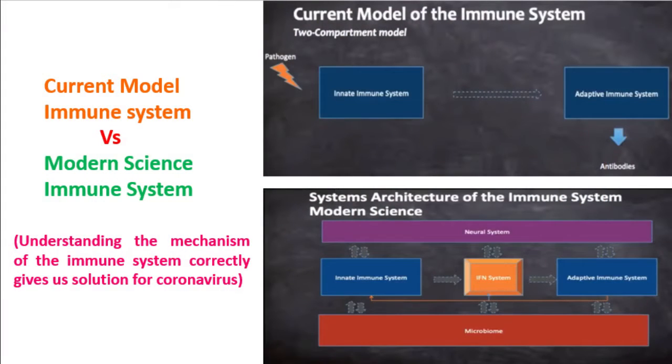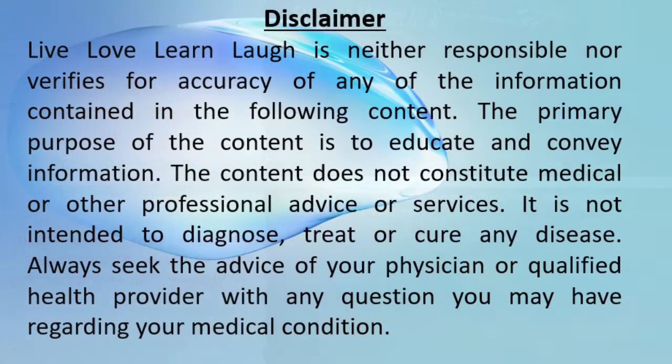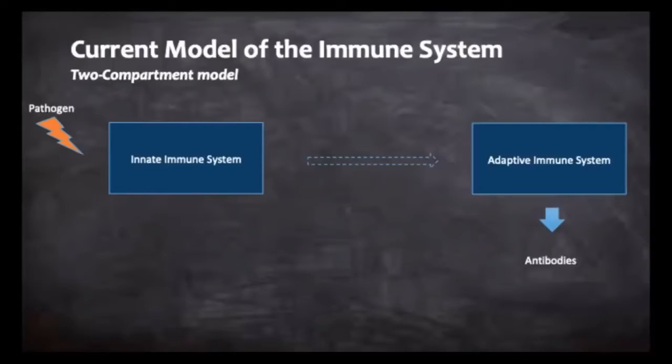Current model of the immune system versus modern science's immune system. Understanding the mechanism of the immune system correctly gives us a solution for coronavirus. Transition over to this, and we're going to share this diagram. And what you see in this diagram is the current model of the immune system.